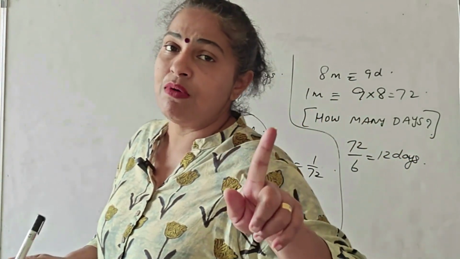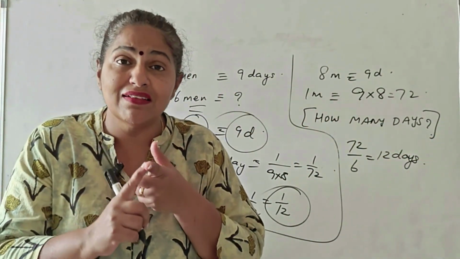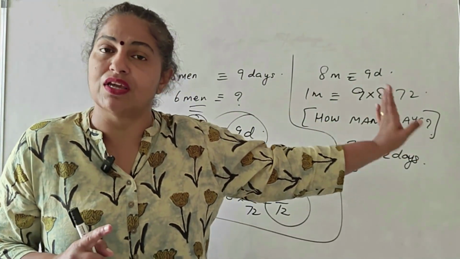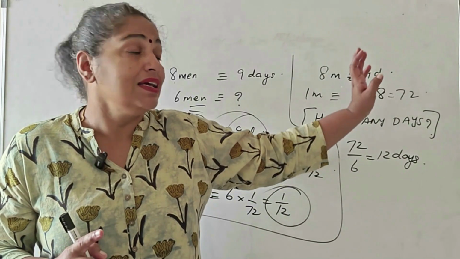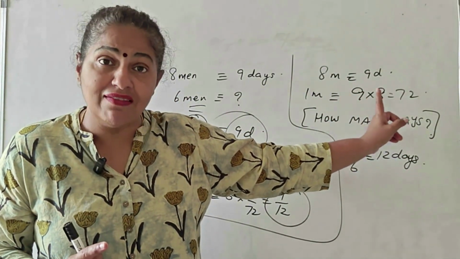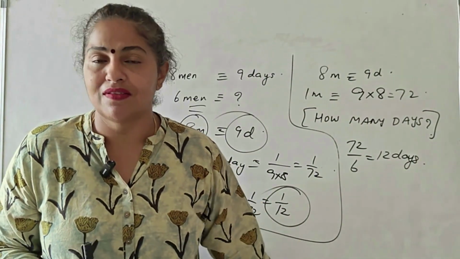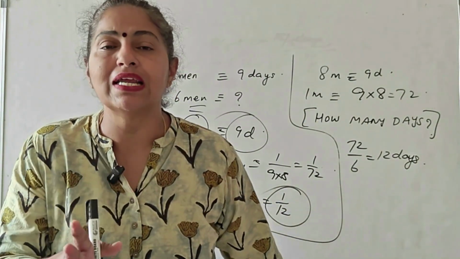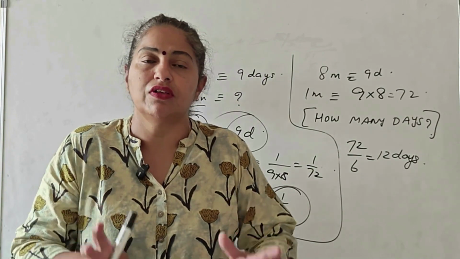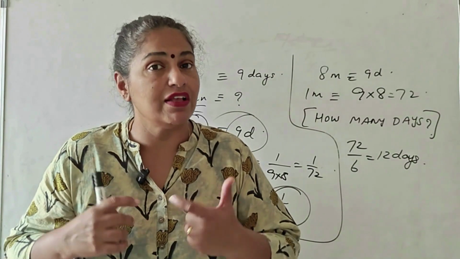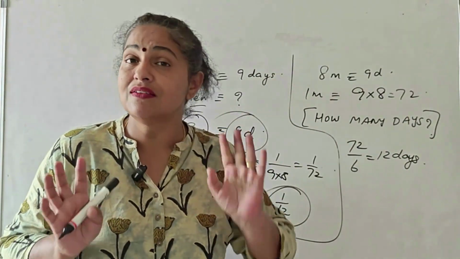In the second case, I am asking you, what is the number of days taken by one man to finish the same work? Which means that as many number of days as 8 men has taken, one man will take. Then you apply it for 6 men. I hope you are clear with these 2 approaches. Whichever approach you are comfortable with, you are free to follow. But if you are asking me an opinion, follow the second method.